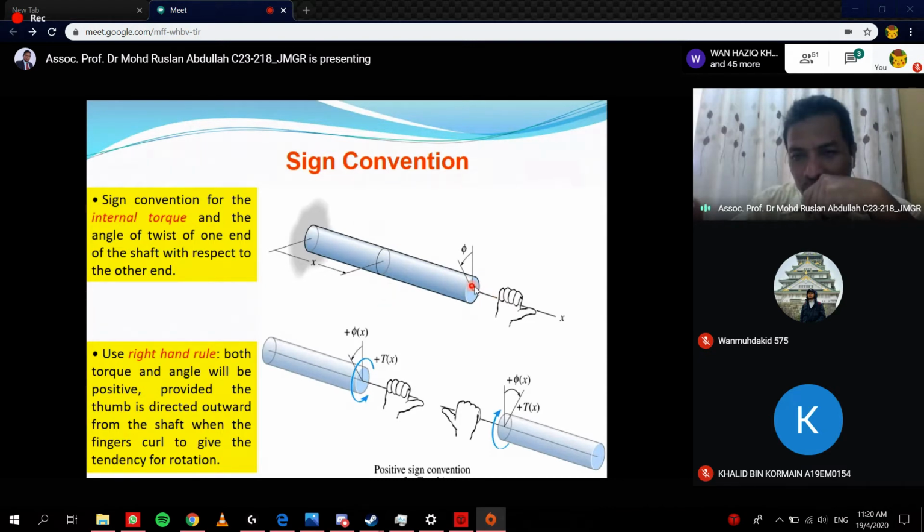This one is referred to this axis. So when we cut here, this is the axis for this plane. This is your right hand rule, and the positive torque equals to this one. And of course, if you compare this part and this part, the direction of the torque must be opposite direction.